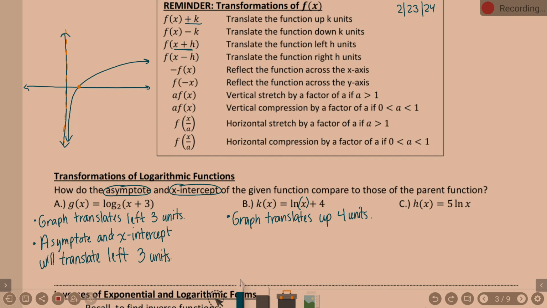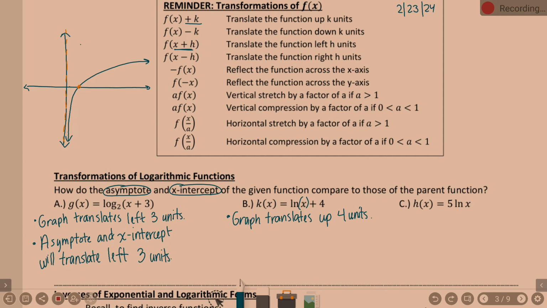Now, if I take this graph and I move it up 4, does this x-intercept change? Yeah. My graph will still cross the x-axis, yes? But as I move this piece up, my graph is going to cross the x-axis over here somewhere. Okay, closer to the y-axis.